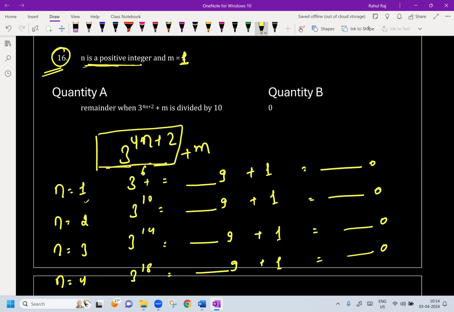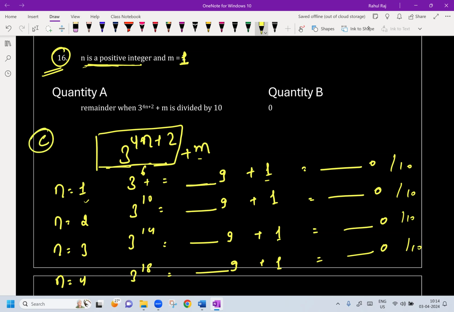When I have taken n equal to 1, 3 to the power 4n plus 2 came as 3 to the power 6, 3 to the power 10, 3 to the power 14, 18. You can take any value of n, it doesn't matter at all. And now plus m, which I have told you is 1. The unit digit of these numbers is all 9, and if you add 1 to it, the unit digit becomes 0. Now, if you divide all these numbers by 10, what is the remainder? 0. So the answer would be C.